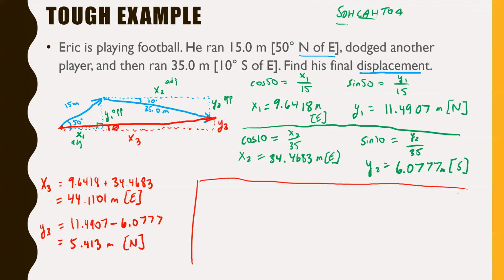So to box this off, just to get our final work done on this one, to solve for the length of that line, you just have to use Pythagoras because this is indeed a right triangle. So take x3, that's 44.1101, and square it, plus 5.413, and square that number. And that is going to equal our hypotenuse squared. I'll just call it c squared. Let's see where this gets us. Hold on, plus this and this, 44.1101 squared.